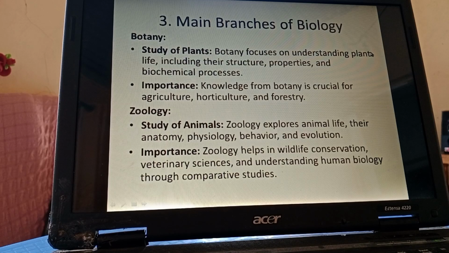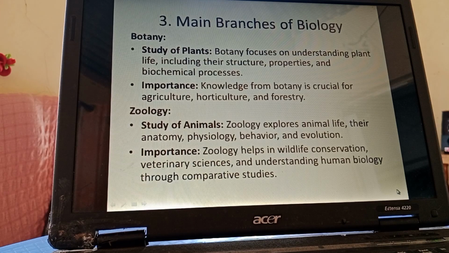So botany is the study of plants, and botany focuses on understanding plants' life, including their structure, properties, and biochemical processes. And the importance of doing botany is because knowledge from botany is crucial for agriculture, horticulture, and forestry. And we cannot do without these things as human beings.